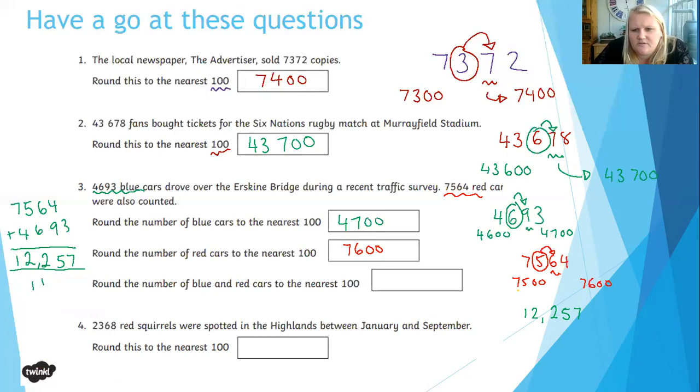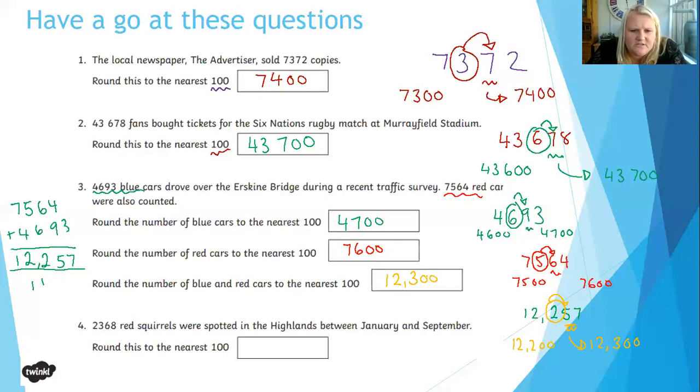So the nearest 100. Do my circle and my arrow, so it's the 5 that I'm interested in, or 50. So it's either going to be 12,200 or 12,300. It's a 5. 5 rounds up, 12,300.